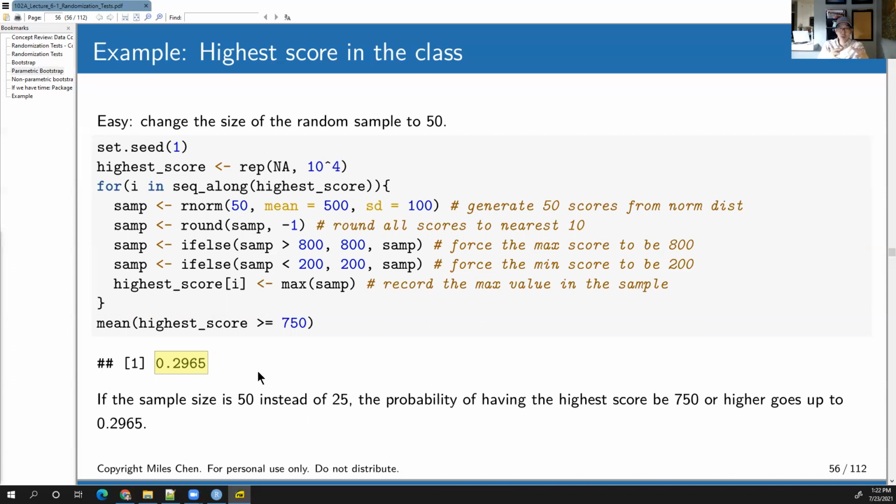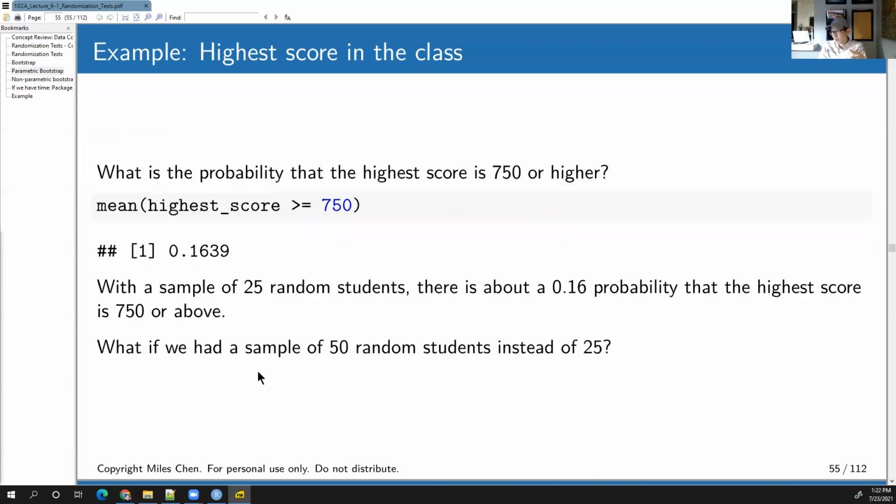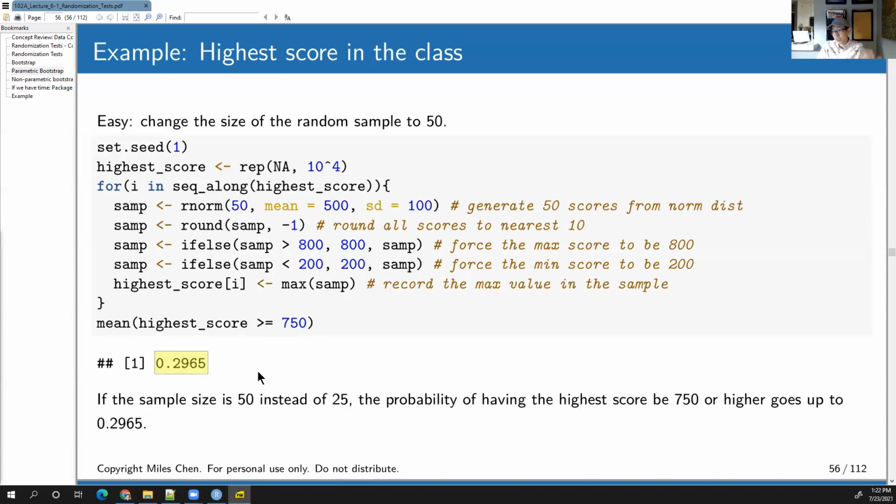With 25 students, what's the probability that your max score is over 750? That's around 16%. If you double that and you have 50 students now, what's the probability that your highest score is over 750? That goes up to around 30%.